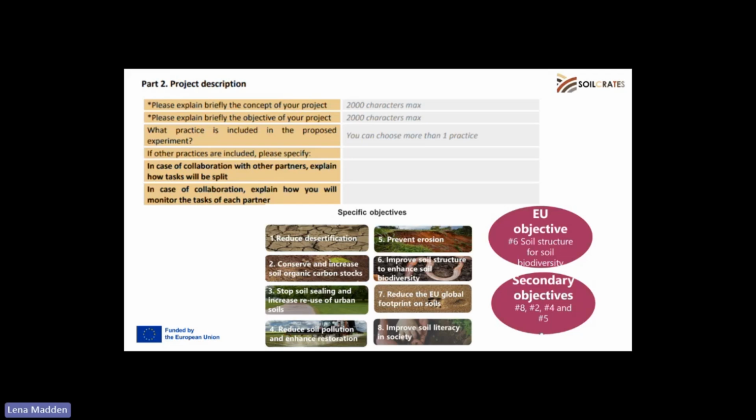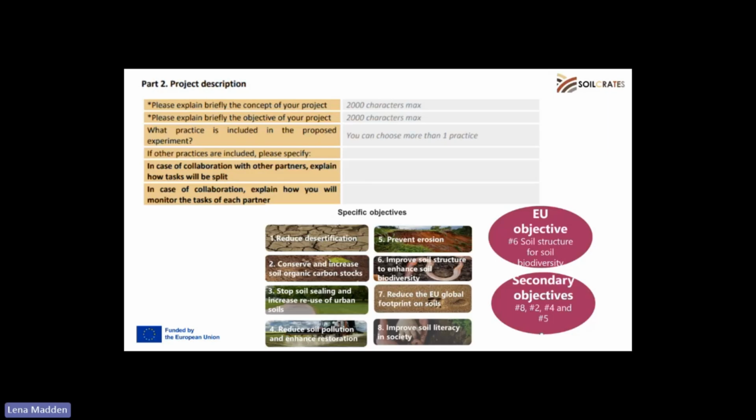Objective 2, increase, so you can refer also to organic carbon stocks. Number 4 is reduce soil pollution. And number 5 is prevent soil erosion. I think this is more applicable to France and Spain, because in Ireland we're mostly pastures, so erosion is not such a big problem as, say, biodiversity, maybe at times soil structure, and sometimes soil pollution. So this is just a little hint for the application.